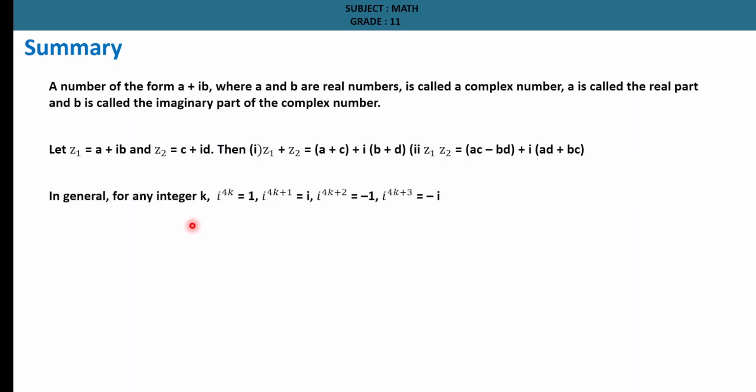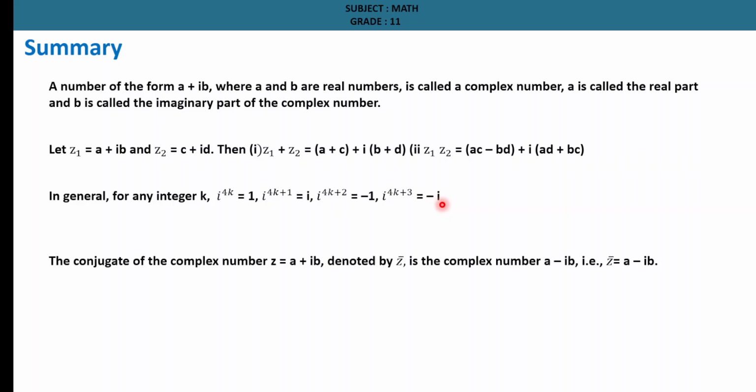In general, for any integer k, i power 4k is 1, i power 4k plus 1 is equal to i, i power 4k plus 2 is equal to minus 1, and i power 4k plus 3 is minus i. The conjugate of the complex number z equal to a plus ib, denoted by z bar, is the complex number a minus ib, that is, z bar is equal to a minus ib.